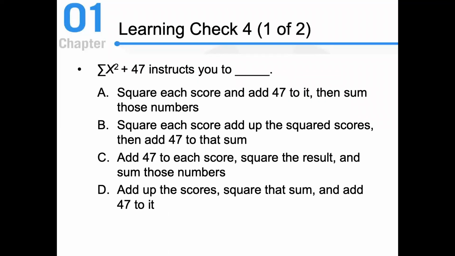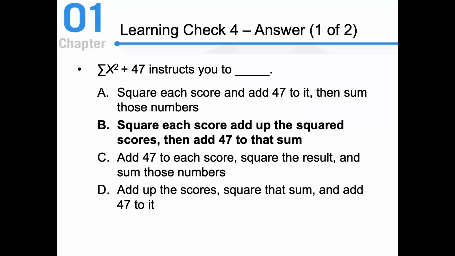So the sum of X squared plus 47 instructs you to: A, square each score and add 47 to it, then sum those numbers. B, square each score and add up the squared scores, then add 47 to that sum. C, add 47 to each score, square the result, and sum those numbers. Or D, add up the scores, square that sum, and add 47 to it. So the correct answer here is B: square each score, add up the squared scores, then add 47 to that sum.